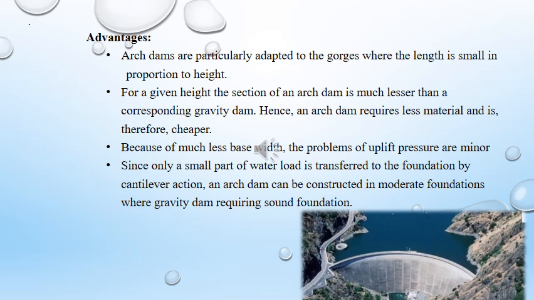The advantages of arch dams. Arch dams are particularly adapted to a gorge where the length is small in proportion to the height, and for a given height the section of an arch dam is much smaller than a corresponding gravity dam. Hence, the arch dam requires less material and therefore it will be cheaper.